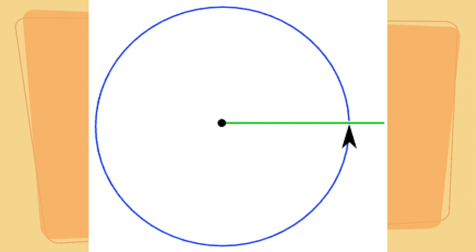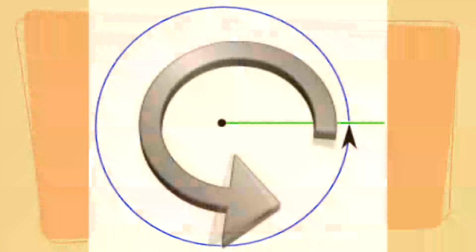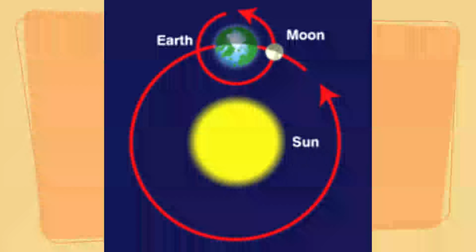Just to make sure, what is revolution? I don't want to get it mixed up. A revolution is when something goes around something else. The Earth goes around the Sun, the Moon goes around the Earth. Same with the rest of the planets.